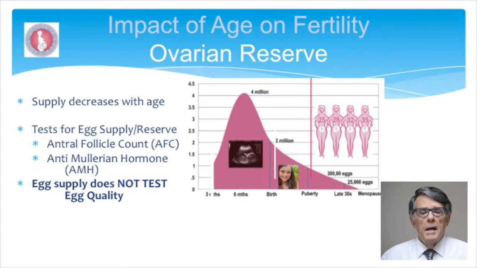Your egg supply, otherwise known as the ovarian reserve, can be measured. And tests of ovarian reserve are an antral follicle count, which is achieved with ultrasound, or anti-Mullerian hormone, which is a blood test. The most important take-home message from this is that even though you do have eggs, this test is not a test of egg quality.